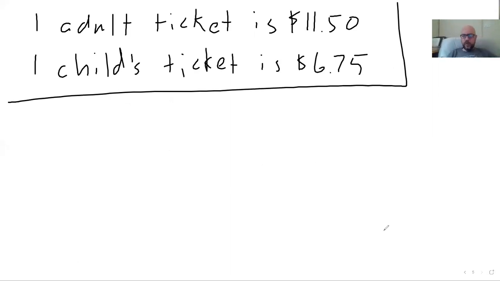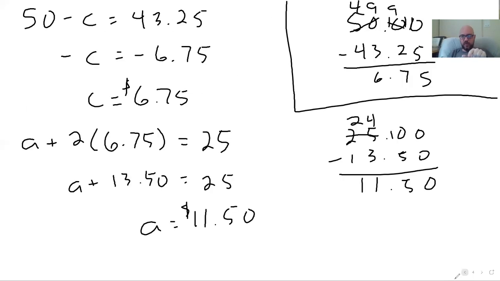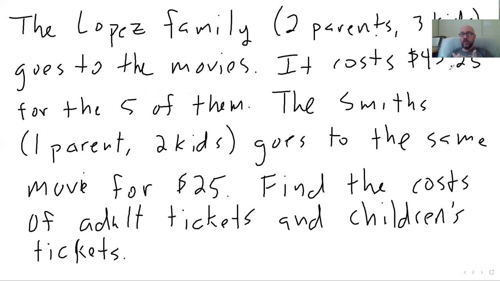Now, what we should really do is go back and see if this makes any sense. So the way I would do that is I would take these numbers, $11.50 for adults and $6.75 for kids, and put them back into the original situation and see if it gives me the right total. So 2 parents at $11.50 each is $23. 3 kids at $6.75 each is $18.25... I mean $20.25. So I have $23 and $20.25 is $43.25. Yeah, all right, so that looks good.